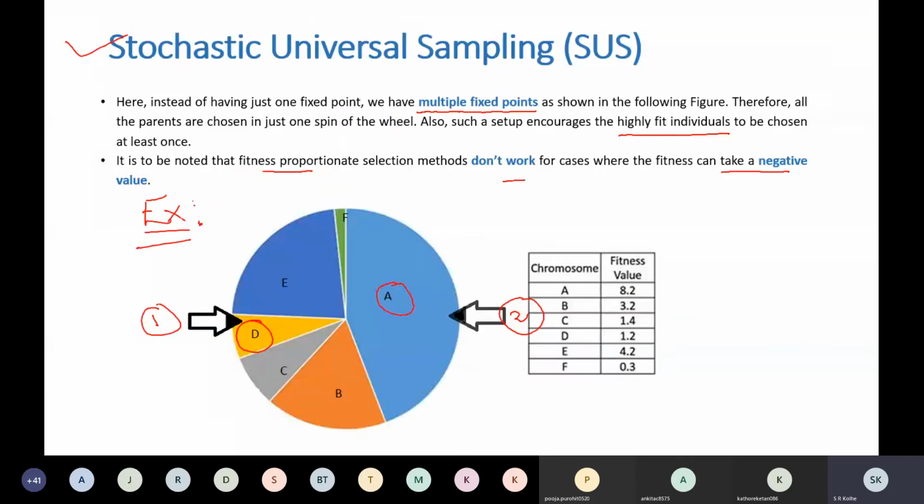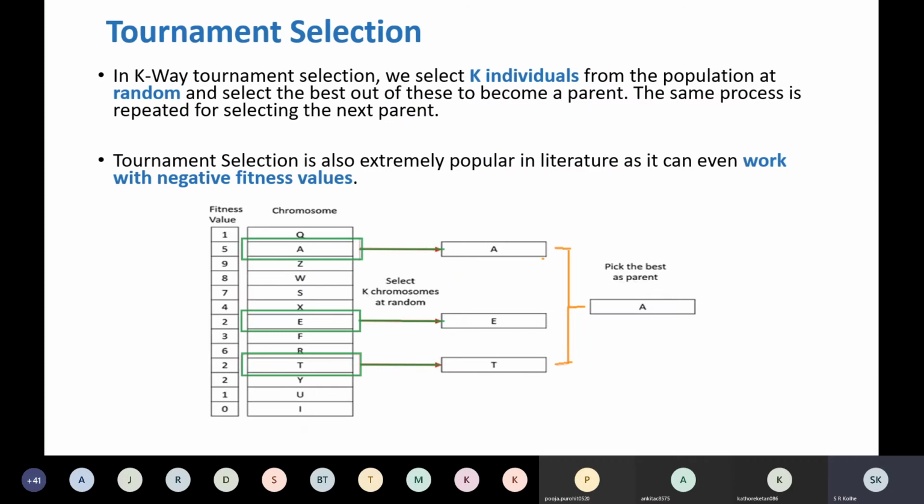Now this method, stochastic universal sampling, as I told you, will not work on negative fitness values. Sometimes your fitness value can be negative, so there are other techniques which can be used. If your problem generates negative fitness values, these fitness proportionate selection techniques cannot be used. That means roulette wheel selection and the SUS method. The third mechanism that you can have is called tournament selection.